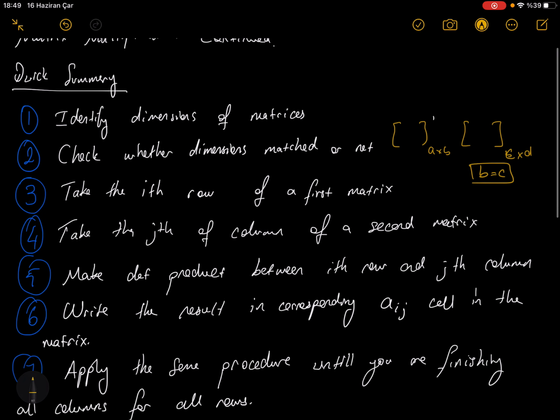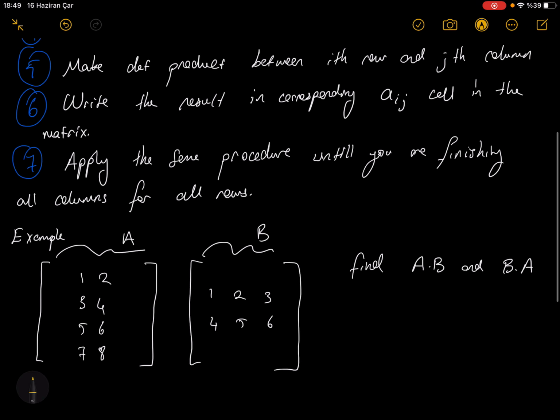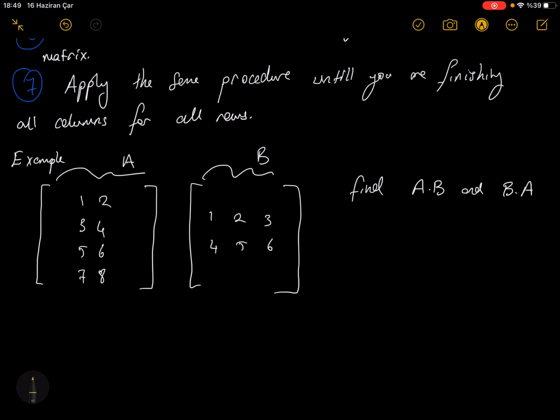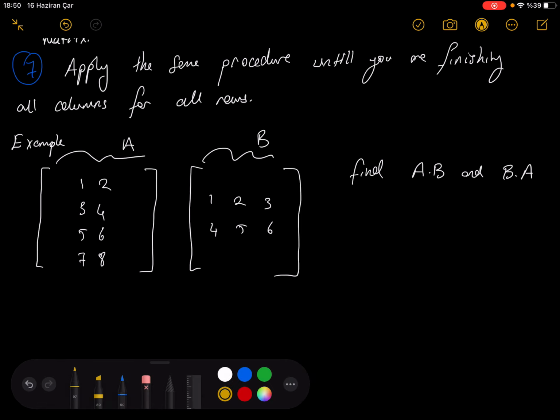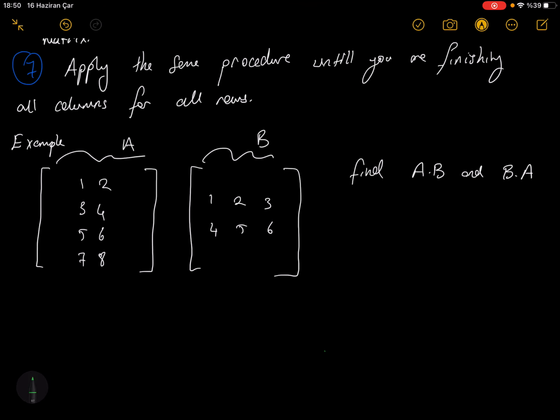I know this does not quite make sense to you right now, but we will make an example to solve this. The question is, we are given matrices A and B, and the question asks to find A times B, and also B times A. So let's start from AB. This is in the form of AB, so I am continuing to solve this question with a different color. I choose the green one.